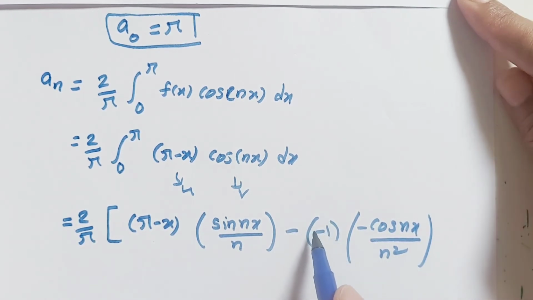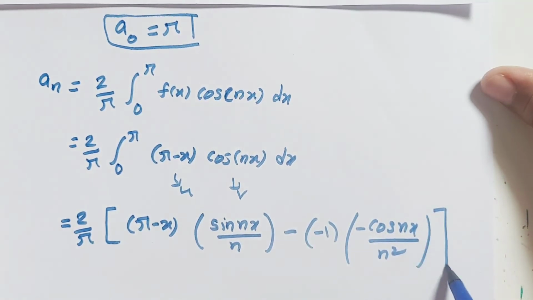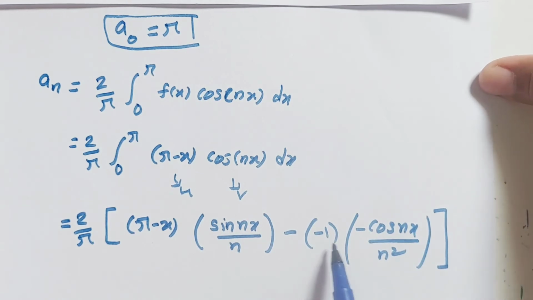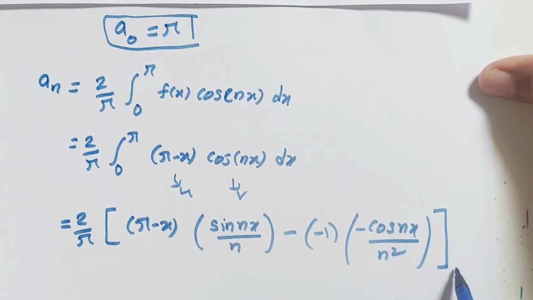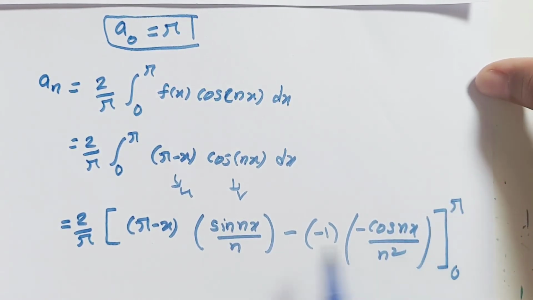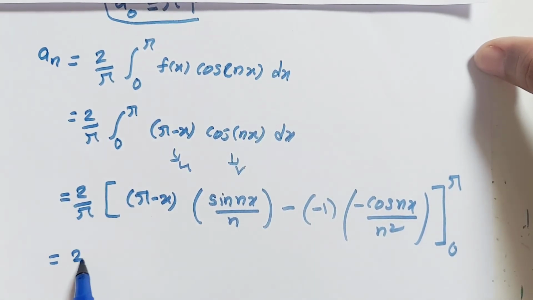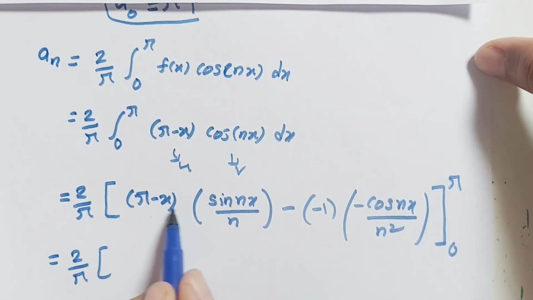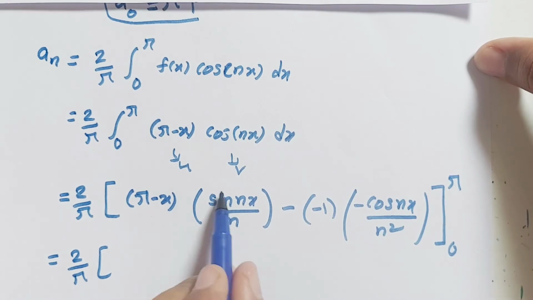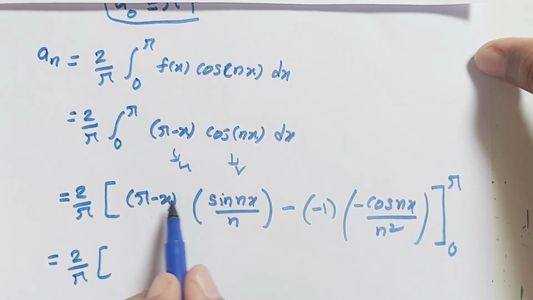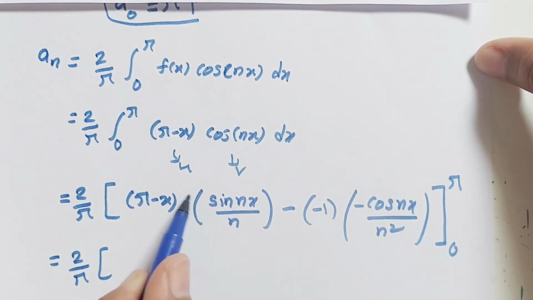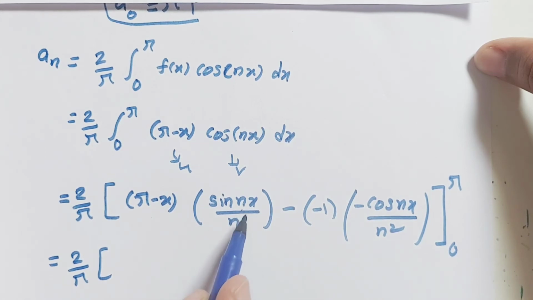In the next step, the derivative of this term is 0. So here there is no need to write the next step because the remaining derivatives are 0, and the limit is 0 to pi. If we put the upper limit, pi minus pi is 0. For the upper limit, this first term is 0, and if we put the lower limit x equals 0, then sin 0 is 0. That means this first term is 0 for the upper as well as the lower limit.